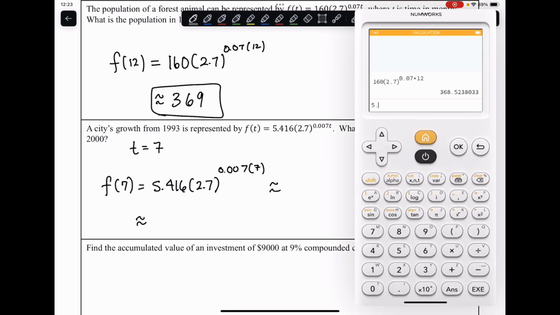So 5.416, 2.7. We're going to raise that to the 0.007, multiply that with 7 as well. And that's going to equal a total of 5.686.